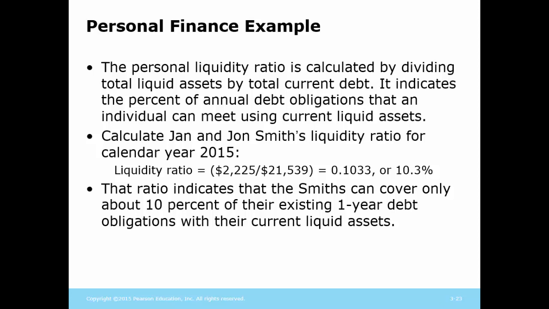The personal liquidity ratio for an individual is essentially the same kind of formula. Again, in this case, it indicates a number of 10.3%. Basically it says that they can cover about 10% of their existing 1-year debt obligations with their current assets.